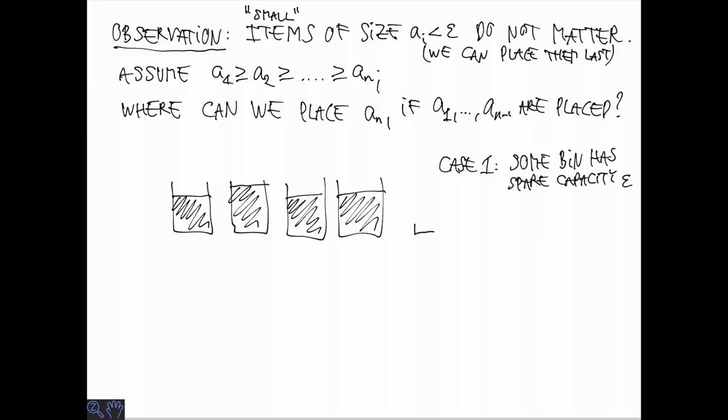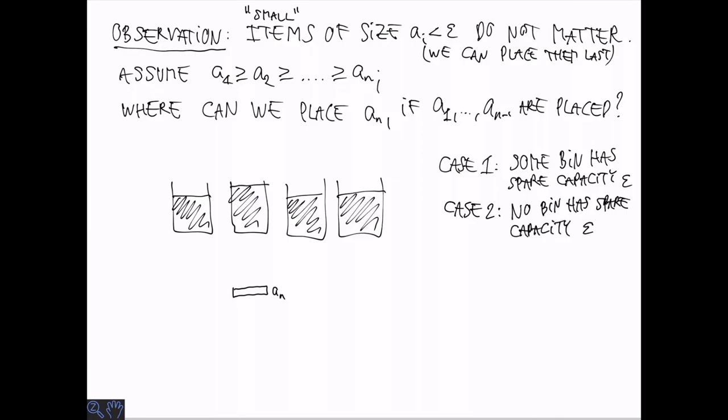Either some bin has spare capacity epsilon, where an is small. This means that an simply fits in one of the bins and the number of bins doesn't increase. The other case is that no bin has spare capacity epsilon. So we need a new bin. So we have to create a new bin and place an in it.